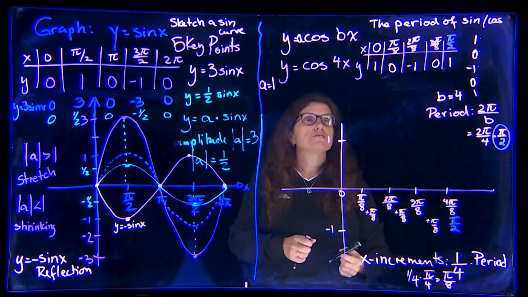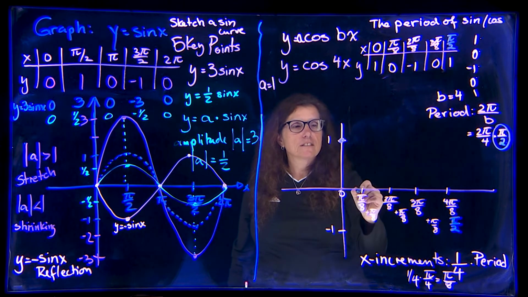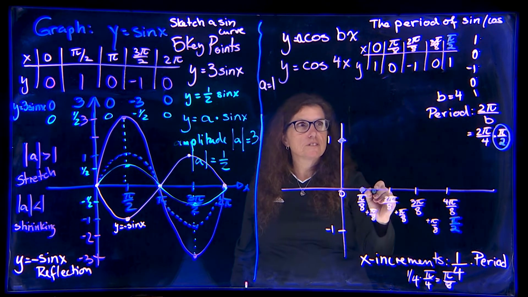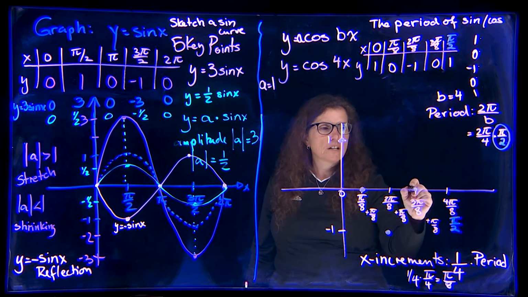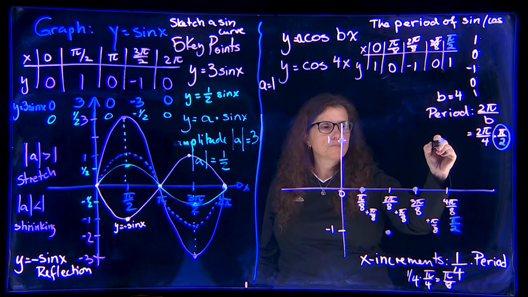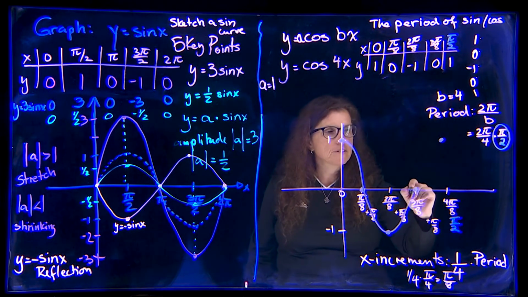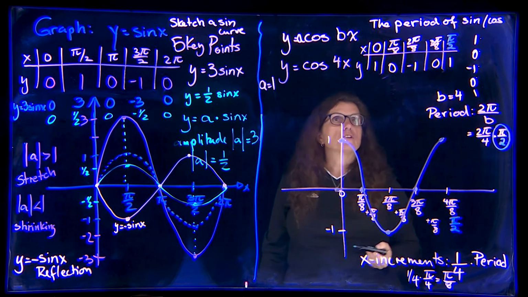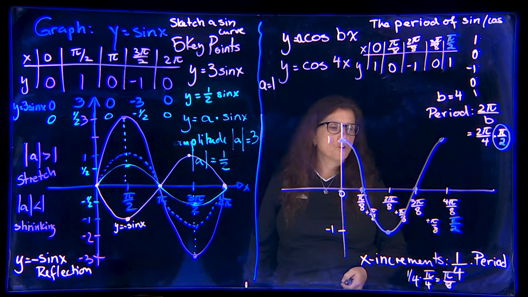Now I'm ready to graph. So 0, 1. Then I go to 0. Then I go to negative 1. And back up to 0 and back up to 1. This is one period of a cosine function where the period was pi over 2.